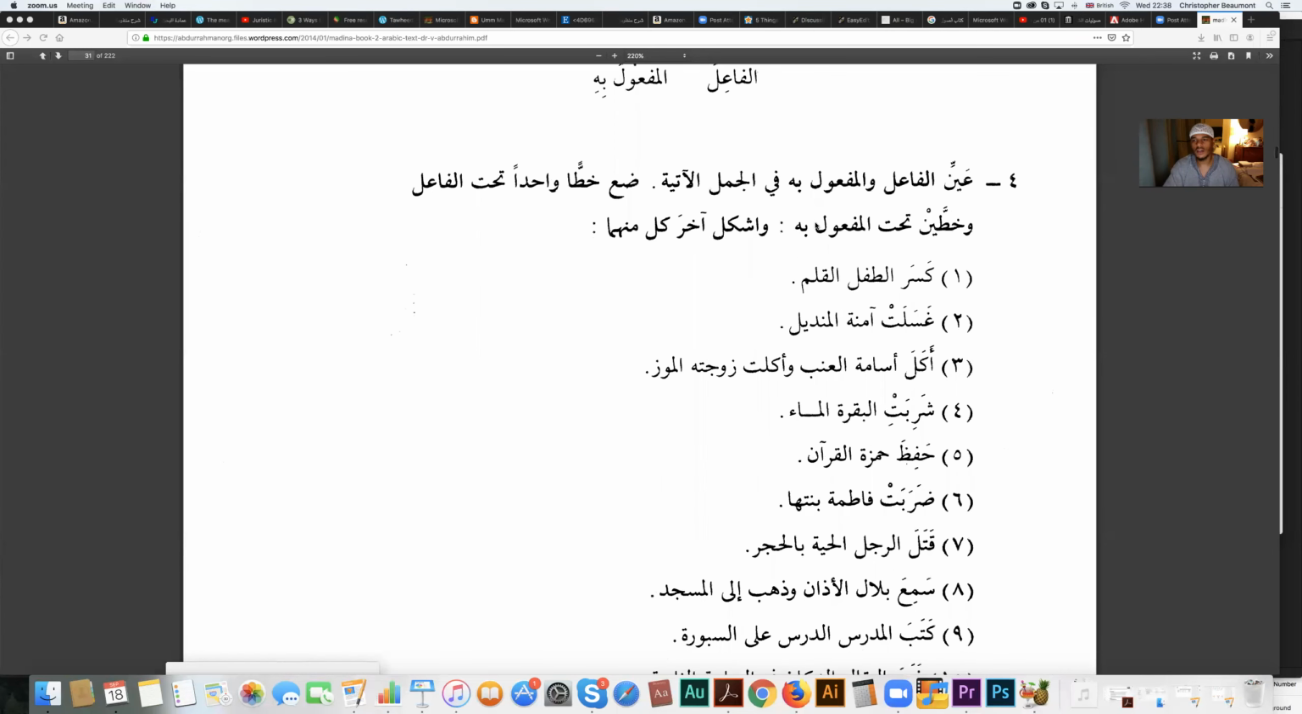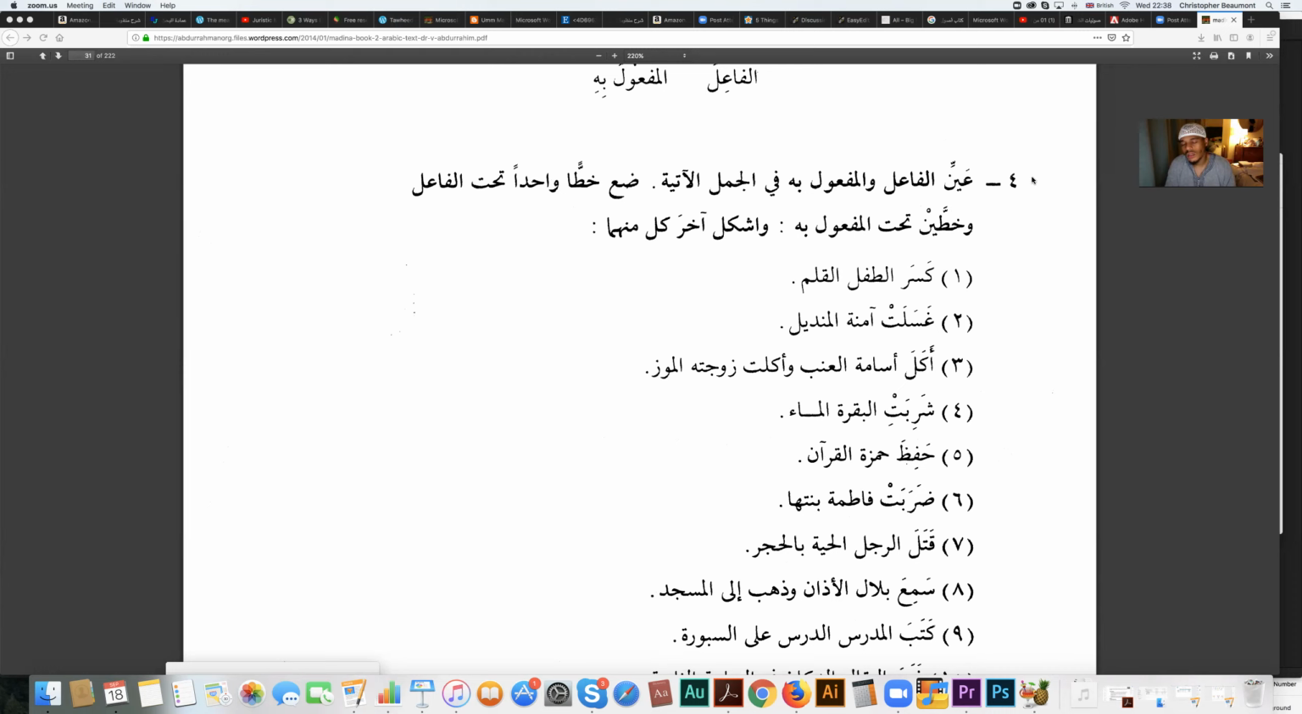The next part says عين يعني specify الفاعل والمفعول به في الجمل الآتية. You have to identify the subject, the doer of the verb, and the object of the verb. All right? Then it says ضع خطا واحدا تحت الفاعل.